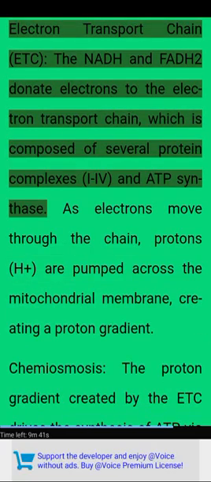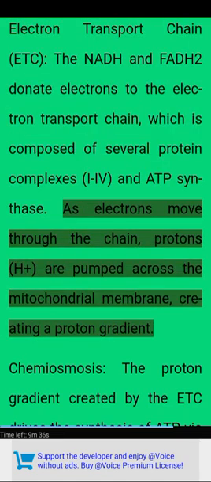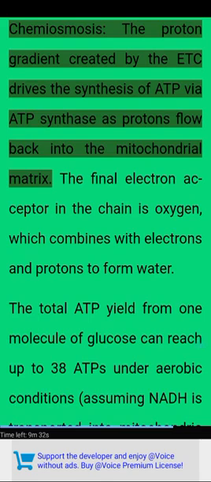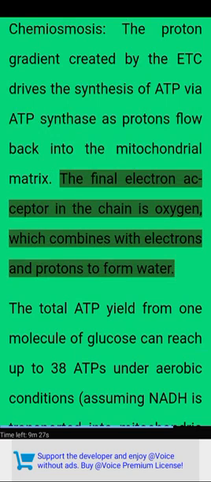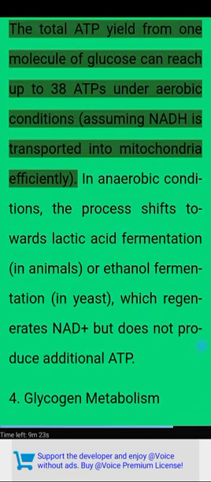Electron transport chain: NADH and FADH2 donate electrons to the electron transport chain, which is composed of several protein complexes, I to IV, and ATP synthase. As electrons move through the chain, protons (H+) are pumped across the mitochondrial membrane, creating a proton gradient. Chemiosmosis: the proton gradient created by the ETC drives the synthesis of ATP via ATP synthase as protons flow back into the mitochondrial matrix. The final electron acceptor in the chain is oxygen, which combines with electrons and protons to form water.